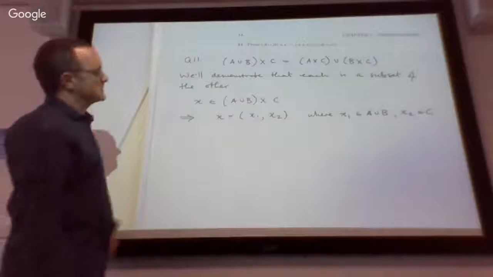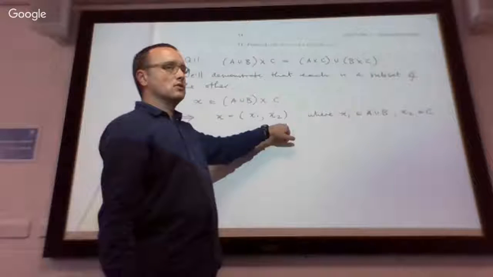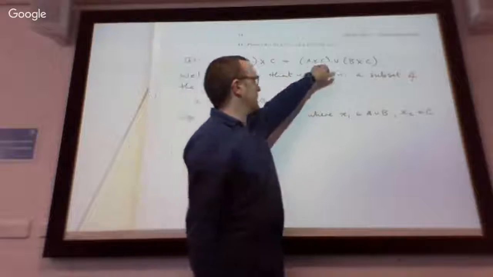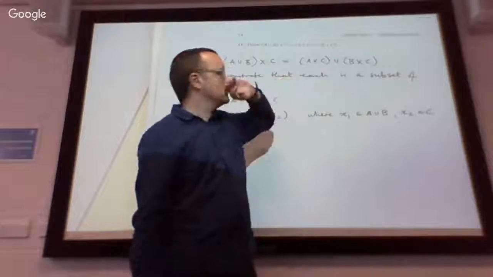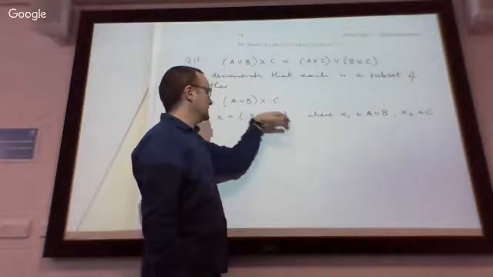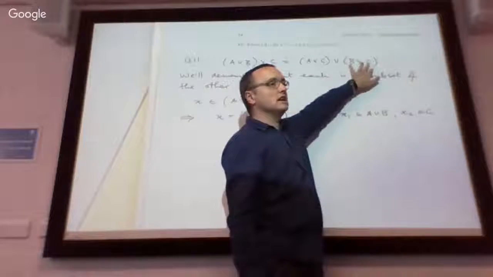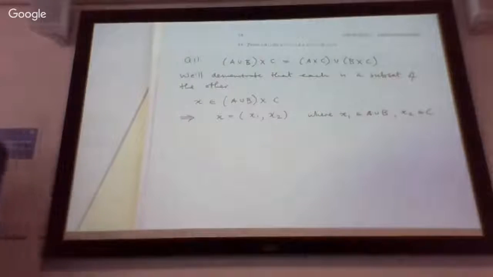Okay, that's good. We're now seeing x as an ordered pair of elements. And we're going to be trying to show that x is an element of the set on the right-hand side, which is a union of two Cartesian products. So the element at least does have the correct form. It's an ordered pair, so it does have a chance of being in one of those Cartesian products.